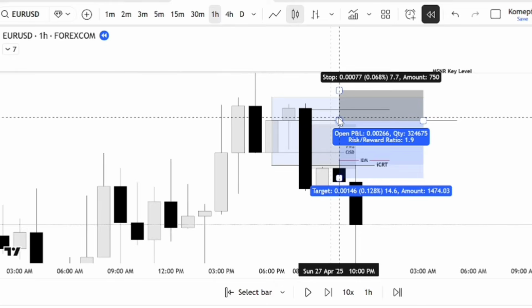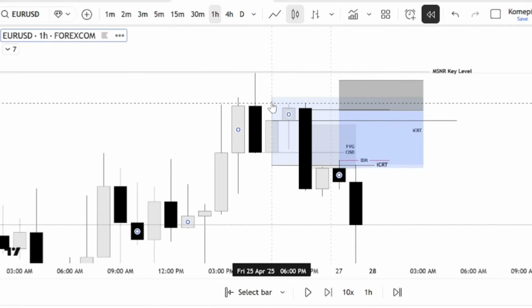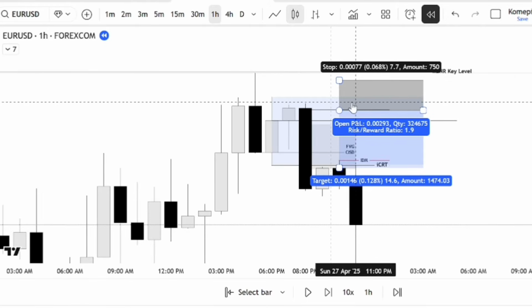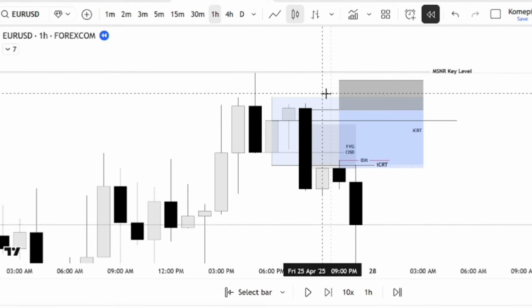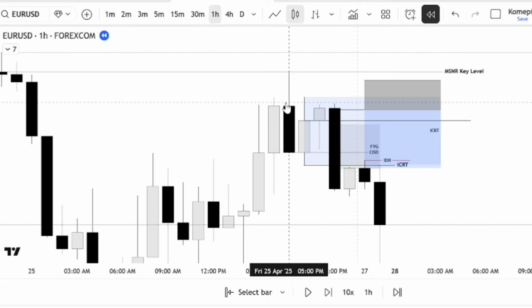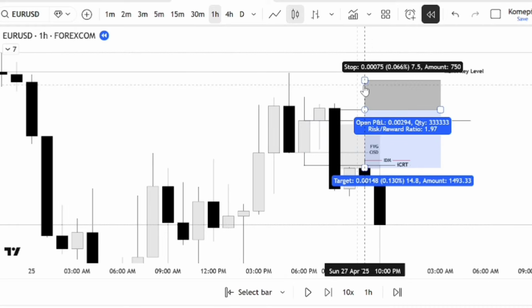Now, you can as well decide to use this level as your key level. Okay, you can decide to use this level as your key level, you will also be accurate. So in this scenario, I think we should just use this apex as our key level.